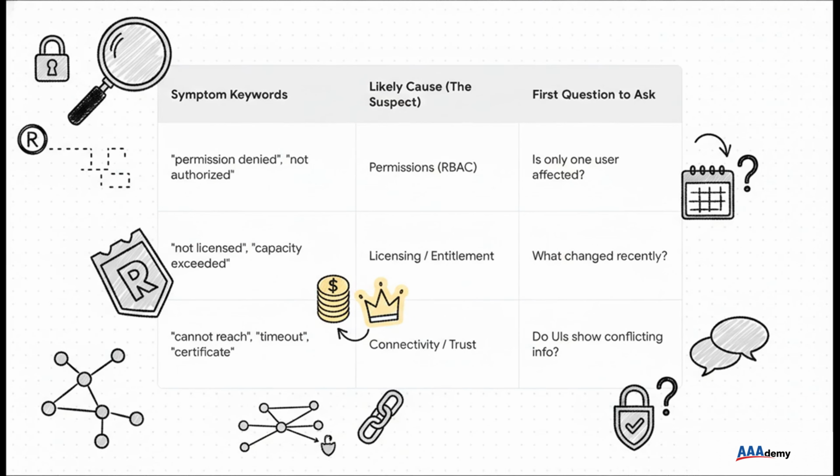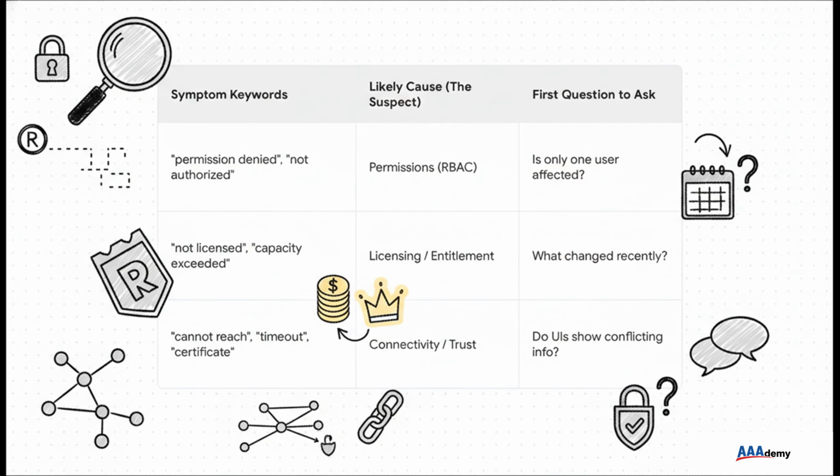And this table right here, this is your cheat sheet. It's your detective's guide. It's all about listening to the language of the symptom. So if you're seeing words like permission denied or not authorized, your number one suspect is going to be permissions or RBAC. The first question you ask is, is this just affecting one user or everybody? Now, if you see things like not licensed or capacity exceeded, boom, your prime suspect is licensing. And your first question is, what changed recently?